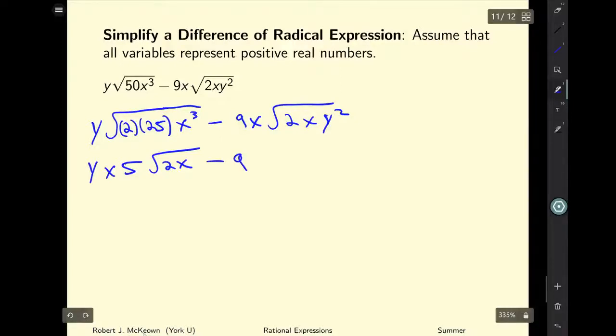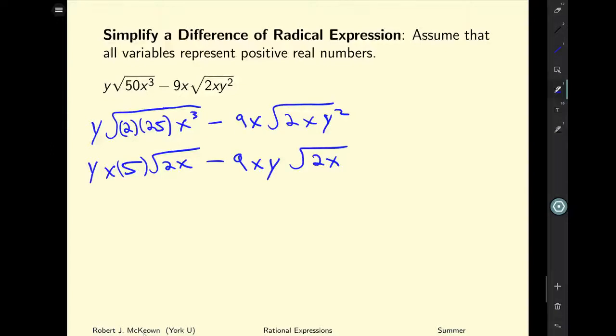Over here, we've got 9x. I can take the y out, so now we've got the y there, because the square root of y squared is just y. And we've got 2x in there. And that's kind of handy, because now I've got a square root of 2x on both terms.